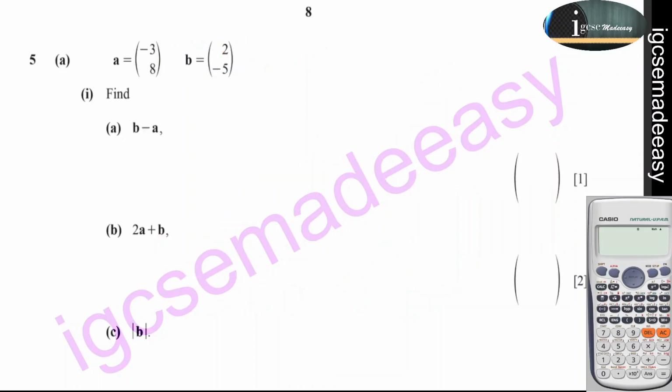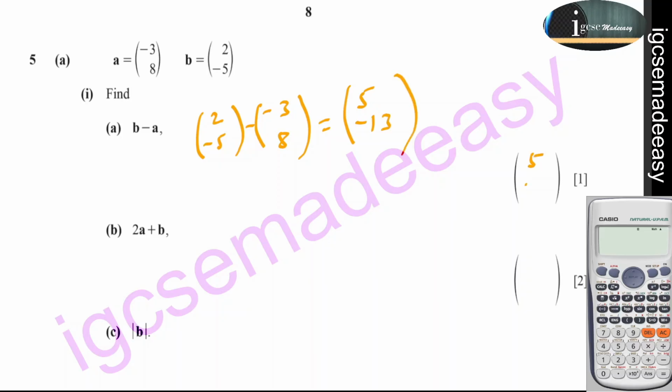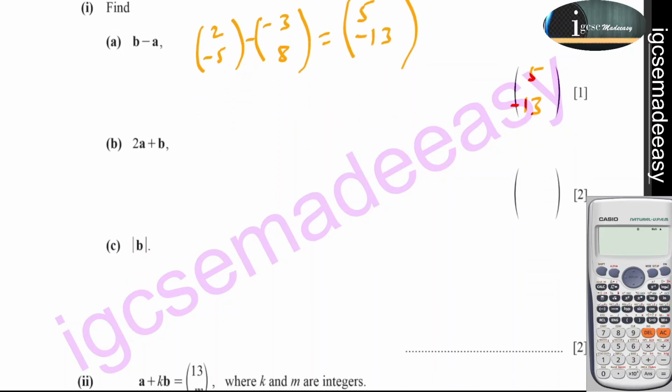Question number 5. A and B column vectors are given. We have to subtract B minus A. So B is (2, -5), and A is (-3, 8). We have to subtract it. So 2 minus (-3) is 2 plus 3, that is 5, and -5 minus 8 is -13. So this will be the final column vector answer.